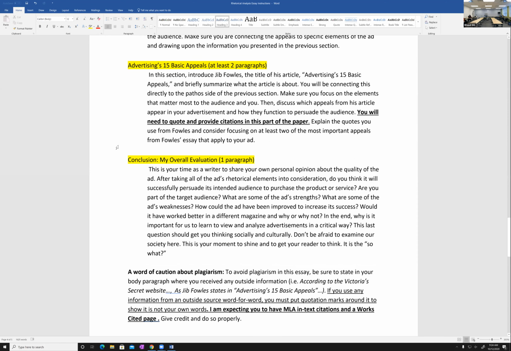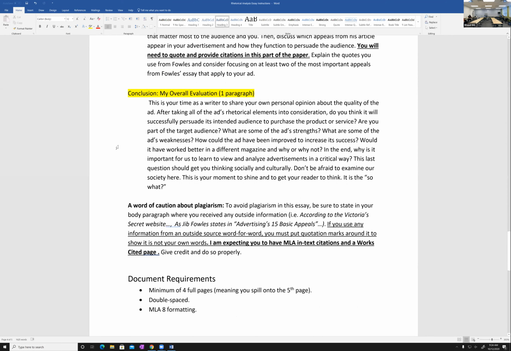And then of course your conclusion. And at this point you're sharing your personal opinion, talk about quality, talk about the elements you considered. This is where you're coming right out. Did it successfully persuade? Yes or no? Are you part of this audience? Yes or no? What are the strengths? What are weaknesses? What would you suggest that could have increased success? What may have worked better?